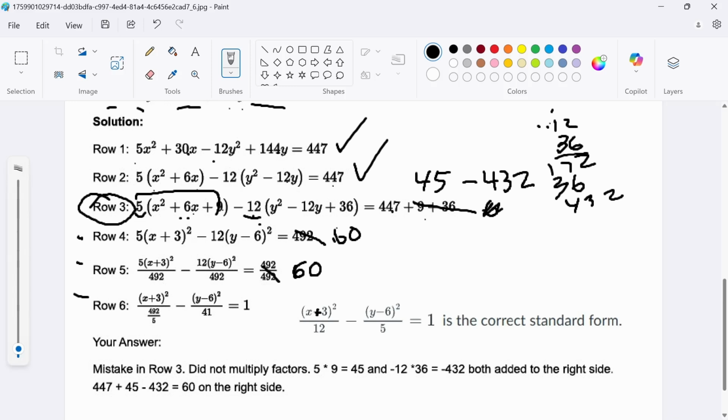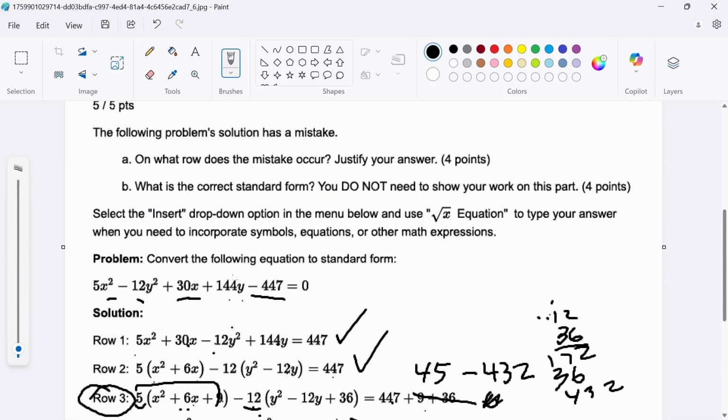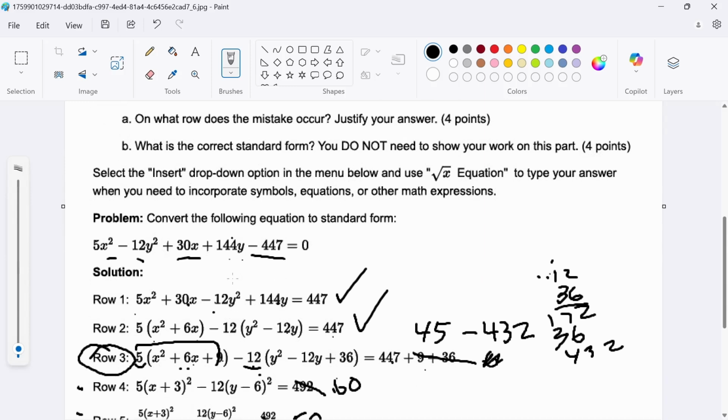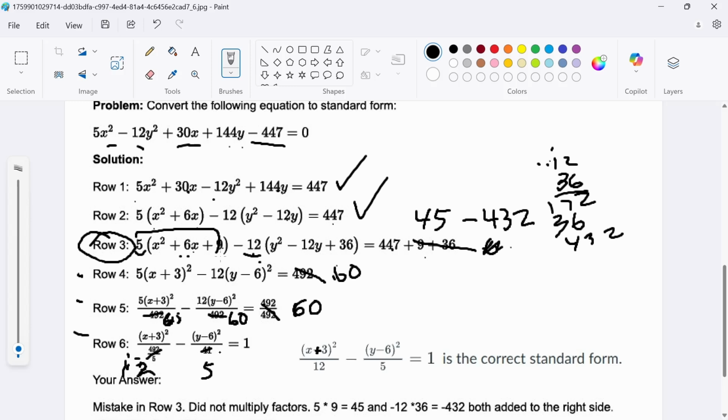So hopefully that's all that's wanted. So that should be 60, and that should be 60. Because the question asks, on what row does the mistake occur? So the mistake keeps going, but the mistake occurred on row 3. And this should be 60 over 5 is 12, and this should be 60 over 12 is 5. So the mistake occurs on row 3.